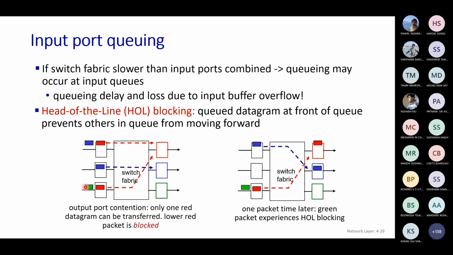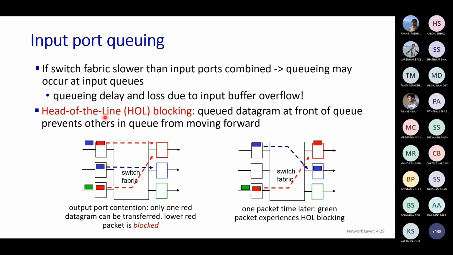But if it was ahead of this red packet, then it would have easily gone to the corresponding output port, and even the entire switch's throughput would have increased because it would have transferred all these three packets.